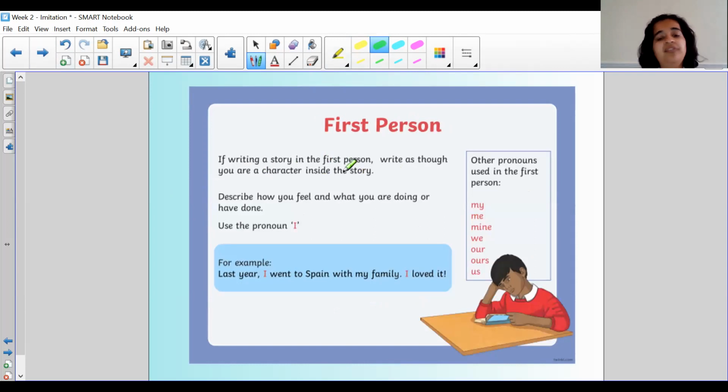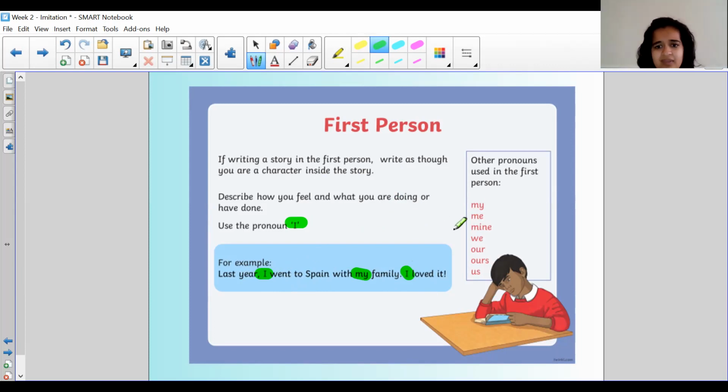So if writing a story in the first person, you have to write as if you are the character in there. Okay, you describe how you are feeling, what you are doing. You really got to put yourself in the story, and you use the pronoun I. For example, last year, I went to Spain with my family. I loved it. So it's all talking about me. Okay. I am putting myself in the story. I'm talking about me. Okay. So put yourself in the story, talk about yourself, and use the pronoun I.